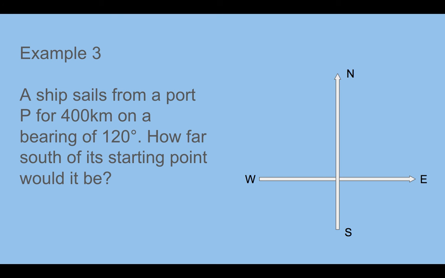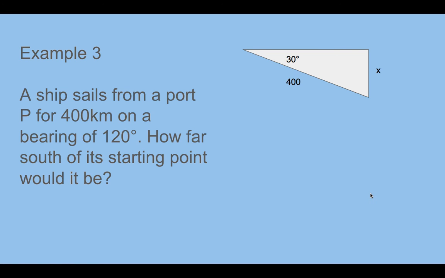Last one, and we'll go through this one quickly. A ship sails from a port P for 400 kilometers on a bearing of 120. Again, I've drawn the compass bearings. I understand that 120 is going to be here because 90 plus 30 is 120. How far south? We could look at this triangle here, or we could look at that triangle. Here we've drawn this triangle. This is how far south it has gone. It's gone this far east and this far south. So if this is 90, then this must be 30.